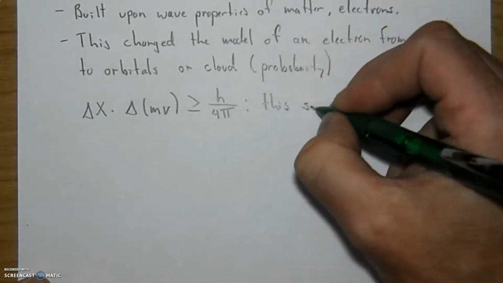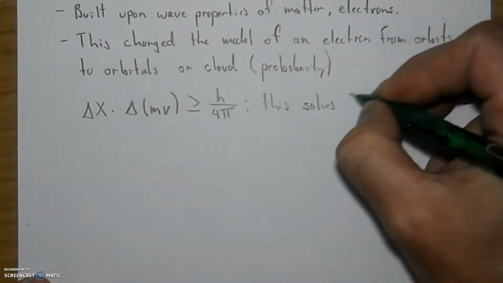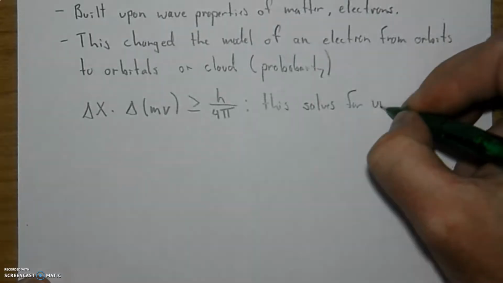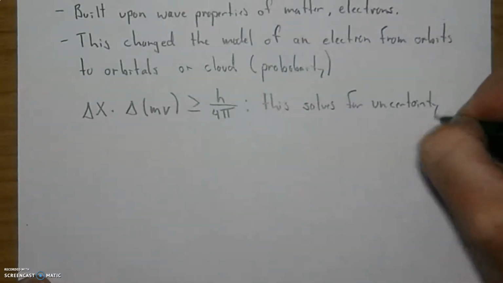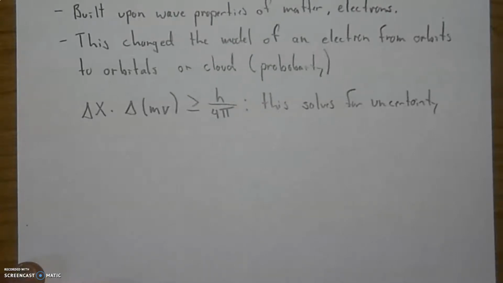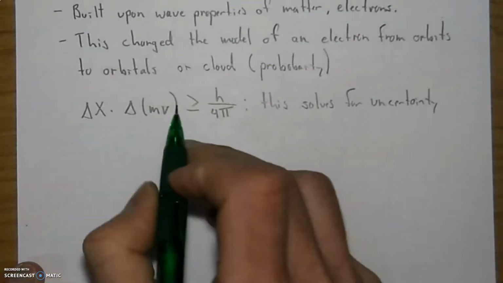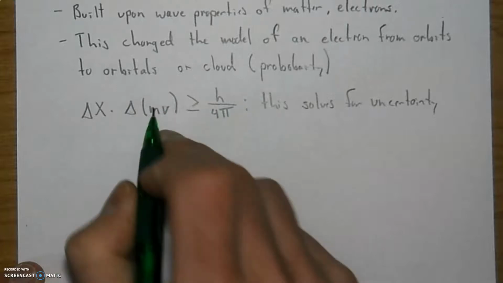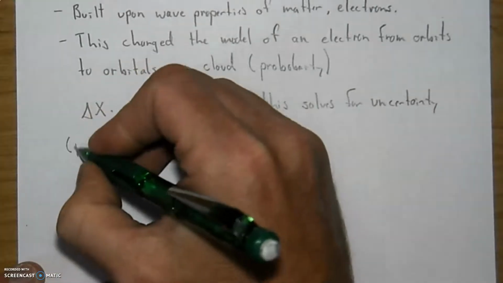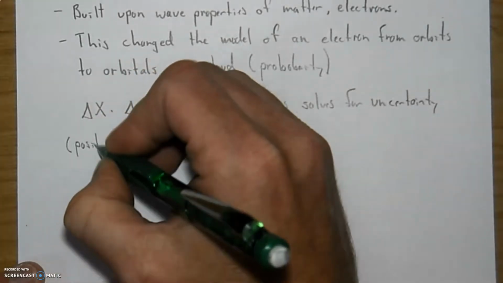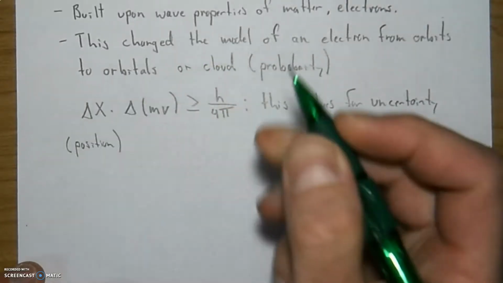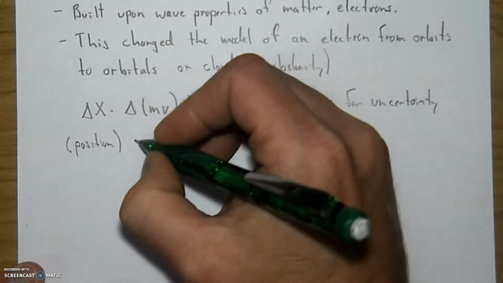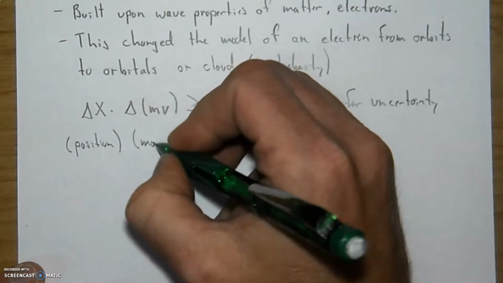So what this does for us, it solves for uncertainty. And the main big hitters here we're looking at are x and y, or excuse me, x and momentum. So we'll just mention this. This is a position. So the electron is found in position x. And this one over here is looking at momentum.